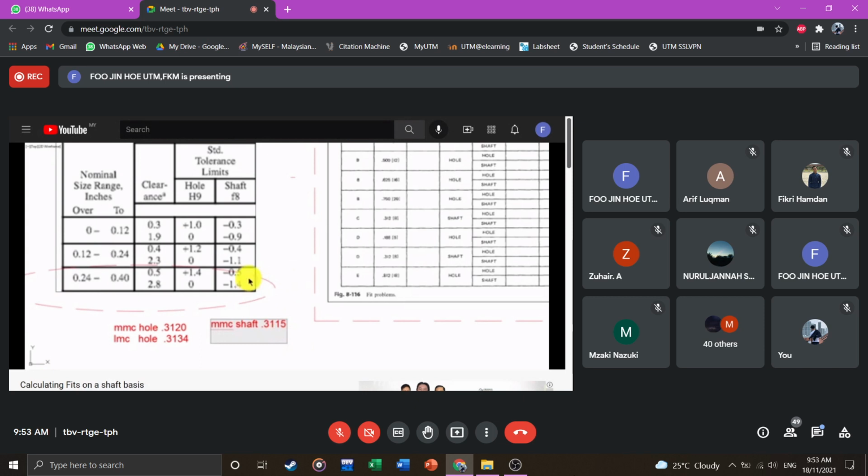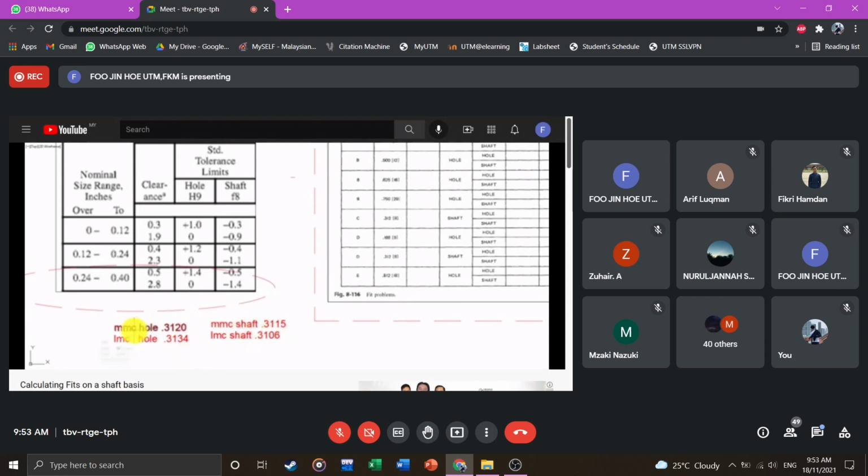Now we come down here, the least material condition size for the shaft is going to be the nominal size minus 1.4. Happens to be the same as this number, but that's kind of a coincidence. These others aren't the same. So we're going to subtract 1.4 from 3.12. That's going to give us 0.3106. So that's the least material condition size of the shaft. Now, no matter what, that's the same relationship we need to have for all of them.